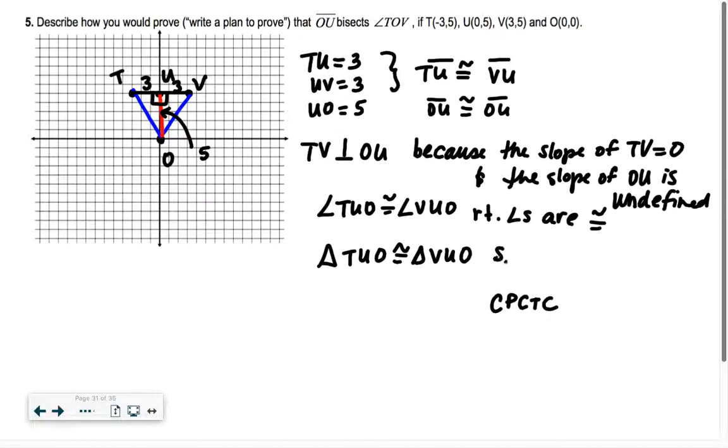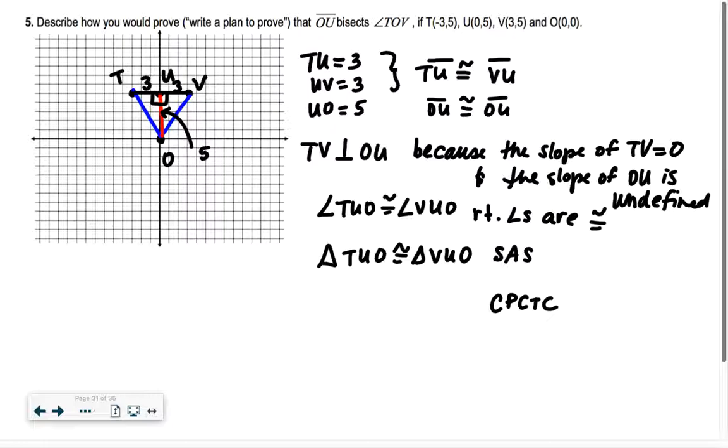We used side angle side. Do you guys see how that's side angle side? We have the side, we have the 90-degree angle, and another side. Not really HL, because I didn't have the hypotenuse and a leg, right? I could get that hypotenuse by doing Pythagorean theorem. But in this case, I would just call that side angle side.